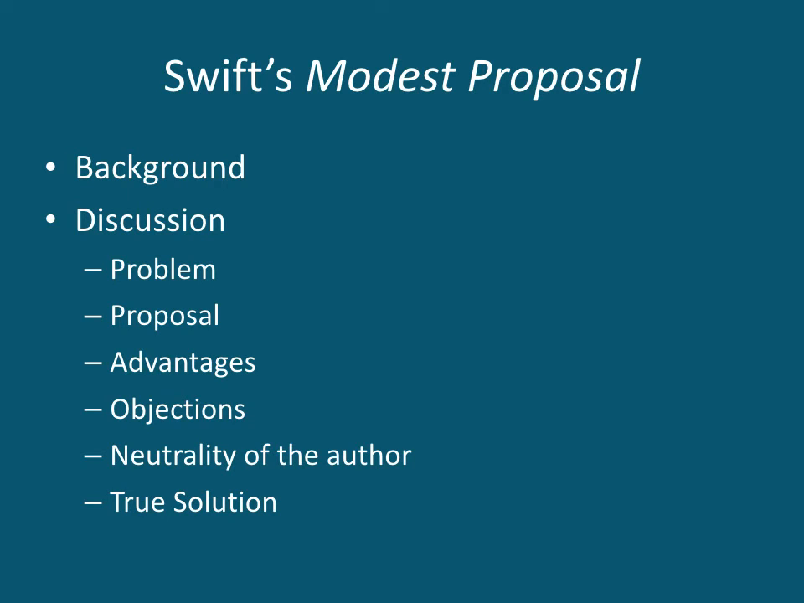Swift then goes on to the objections to his proposal. And one of the objections is, well, why don't we eat older children? Why do they have to be babies up to 1 year old? And he says, because those children are too stringy. They don't have enough meat on their bones. They're not really good for sale because you're not getting very much for your money's worth. Makes sense.